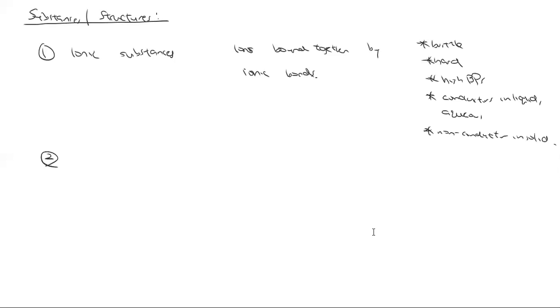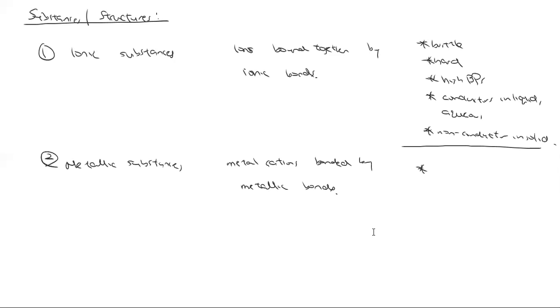You also have metallic substances, which you can think of as metal cations bonded together by metallic bonds. Their typical properties are that they're ductile, malleable, with moderate boiling points, moderate to high, depending on exactly which metal. And they're good conductors in their respective states.